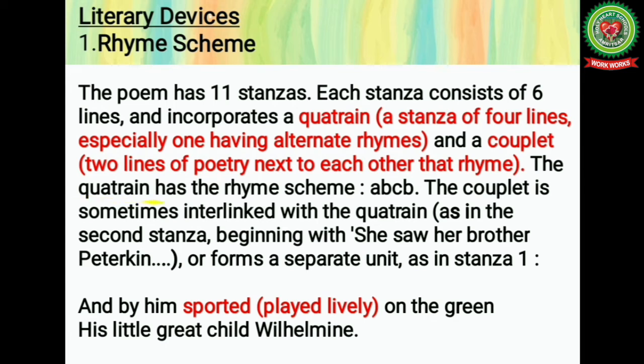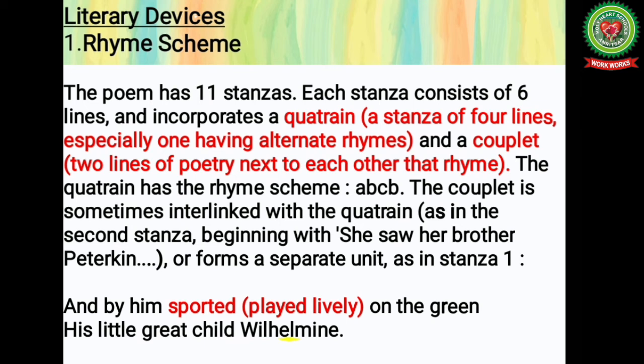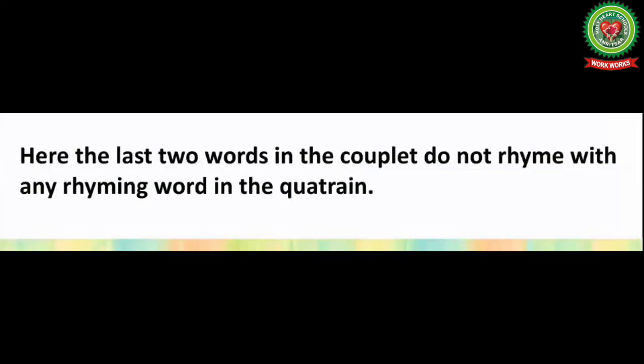The quatrain has the rhyme scheme A, B, C, B. The couplet is sometimes interlinked with the quatrain, as in the second stanza beginning with "She saw her brother Peterkin," or forms a separate unit as in stanza 1, "and by him spotted on the green, his little great child Wilhelmine." Here, the last 2 words in the couplet do not rhyme with any rhyming word in the quatrain.